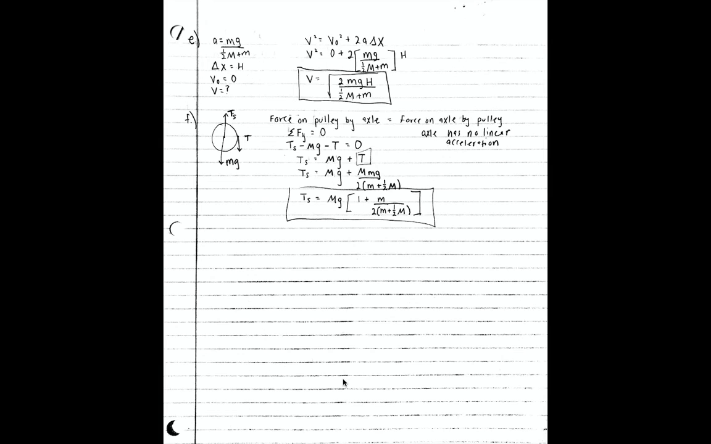In part E, we're asked to find the velocity after the bucket falls a distance h. So the linear acceleration should be constant. It starts at initial velocity 0 and delta x is h. So you use the big 4 to find an expression for v.